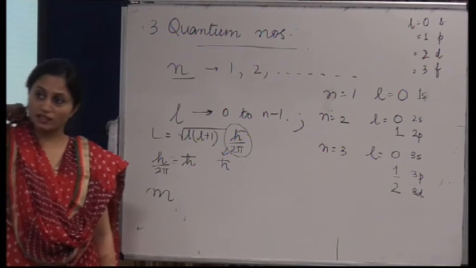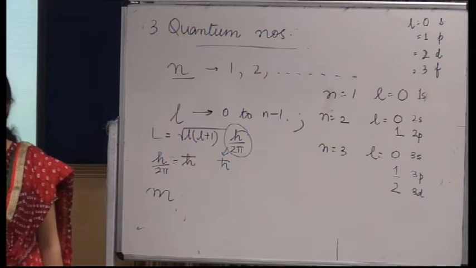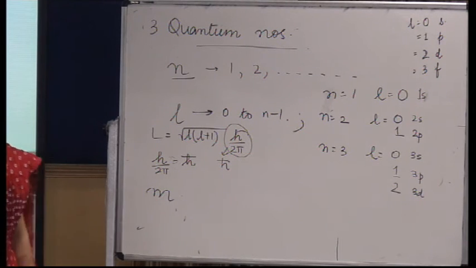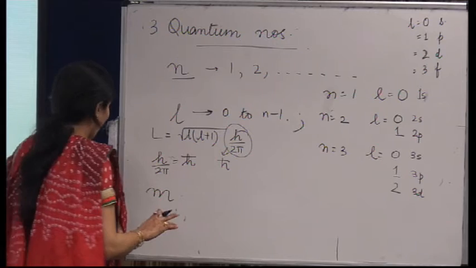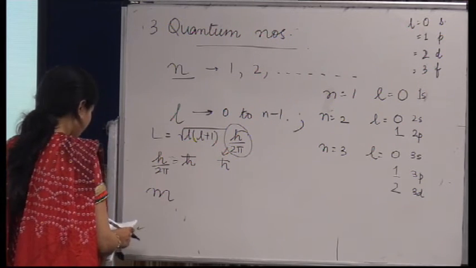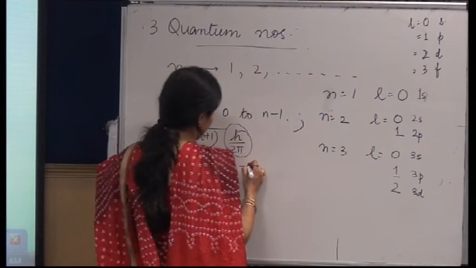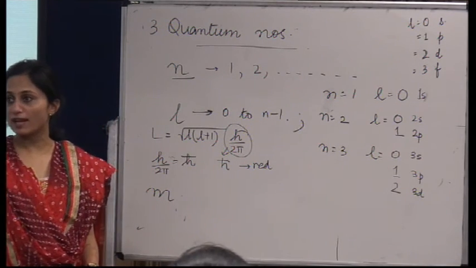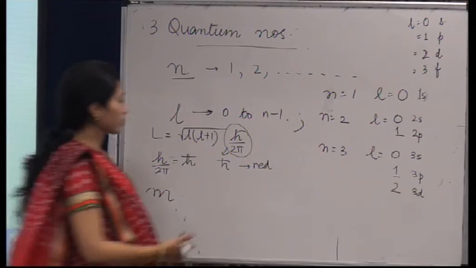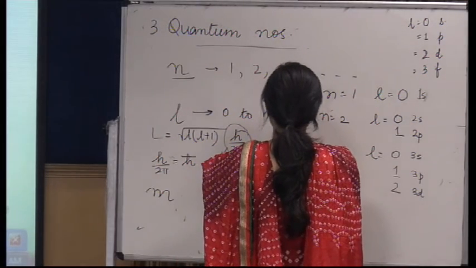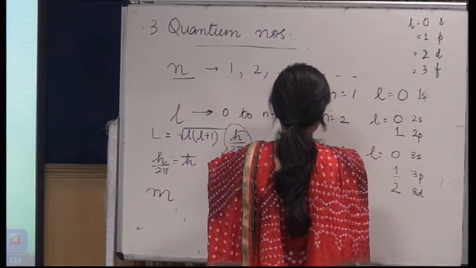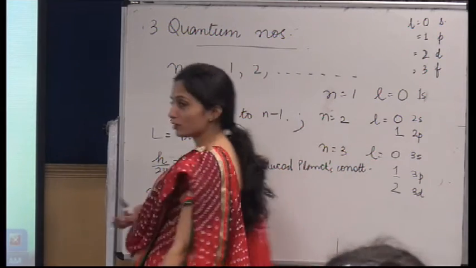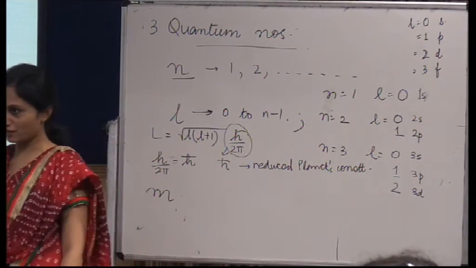Please, because these expressions are very common, you should know h cross means h upon 2 pi. And it is also known as the reduced Planck's constant. H is the Planck's constant, h upon 2 pi is used so many times, so h cross is known as the reduced Planck's constant. Why reduced? Because whenever you put anything in the denominator, you are dividing it, so reduced.